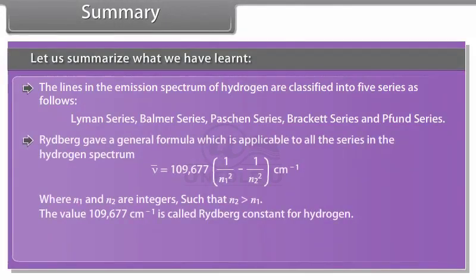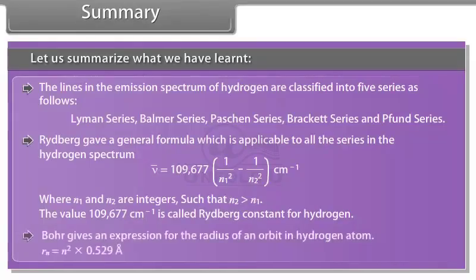Rydberg gave a general formula which is applicable to all the series in the hydrogen spectrum. The value 109677 per centimeter is called the Rydberg constant for hydrogen. Bohr gives an expression for the radius of an orbit in a hydrogen atom. Rn is equal to n square into 0.529 angstrom.